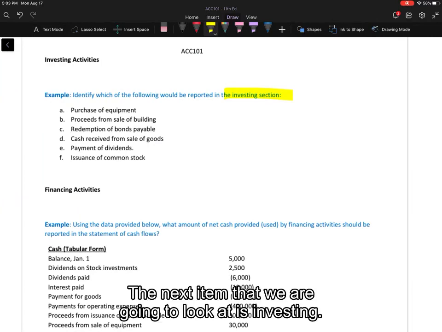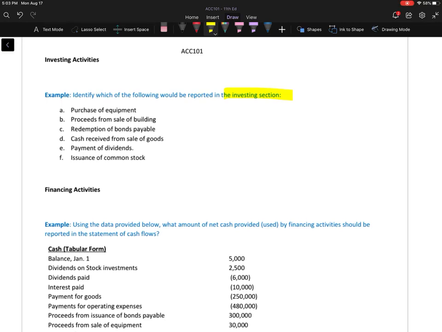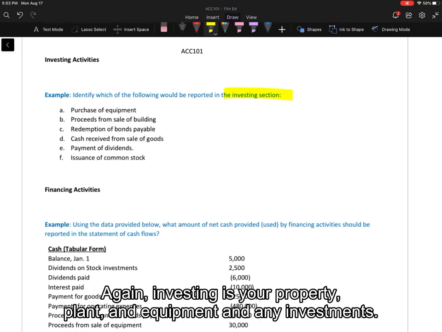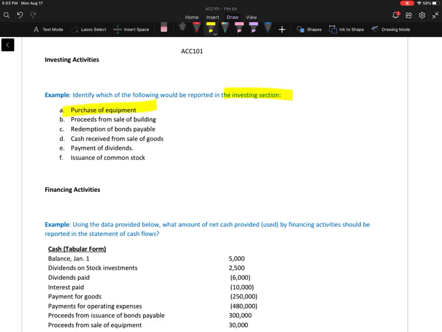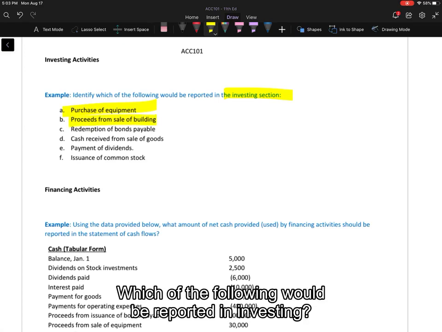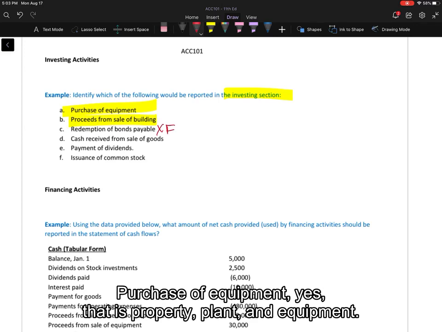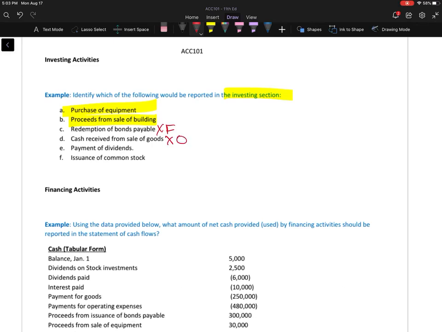All right, the next item that we're going to look at is investing. So again, investing is your property, plant, and equipment and any investments. So which of the following would be reported in investing? Purchase of equipment. Yes, that's property, plant, and equipment. Proceeds from a building. Yep, that's property, plant, and equipment.